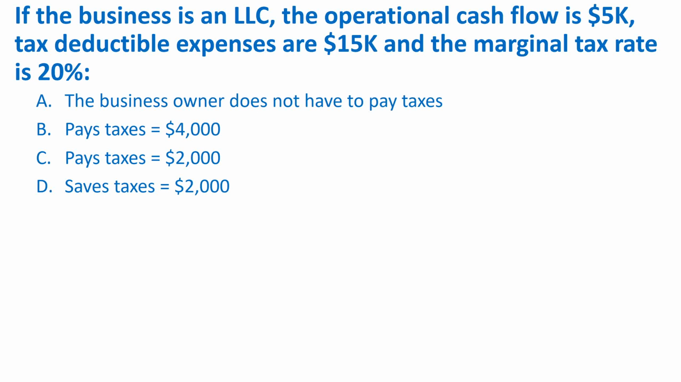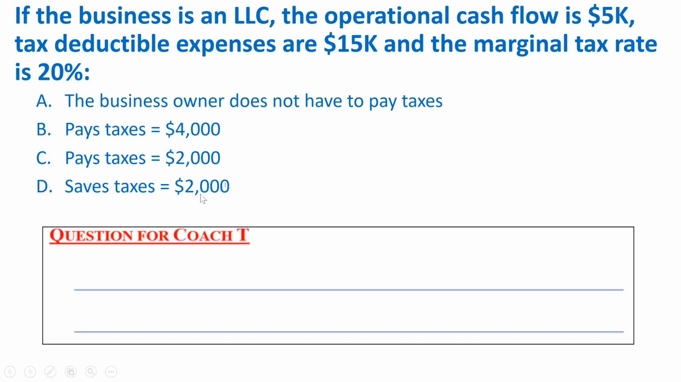The correct answer is D, because 5K minus the tax deductible expense of 15K, your taxable income becomes negative 10K. And then times 20% is negative 2,000, because that negative 10K will get aggregated with your other income, lowering your overall taxable income, therefore lowering your tax liability overall by 2,000. Okay.